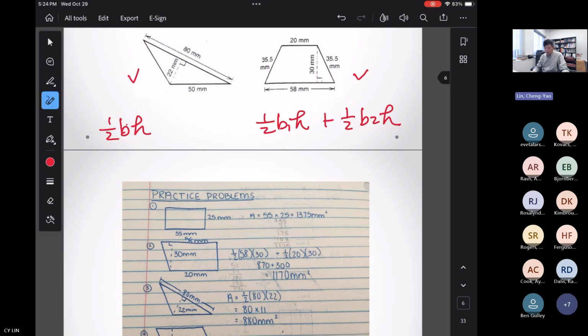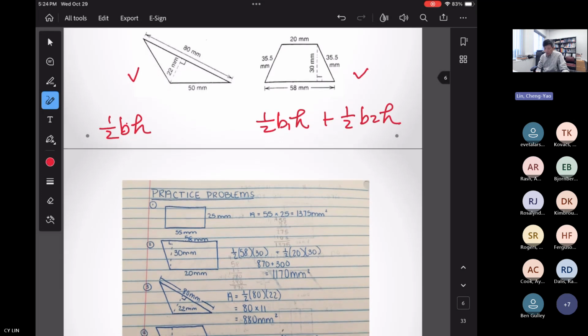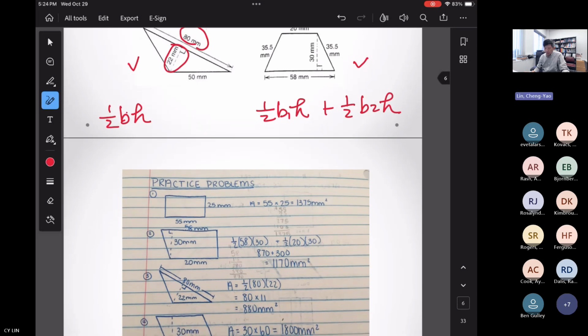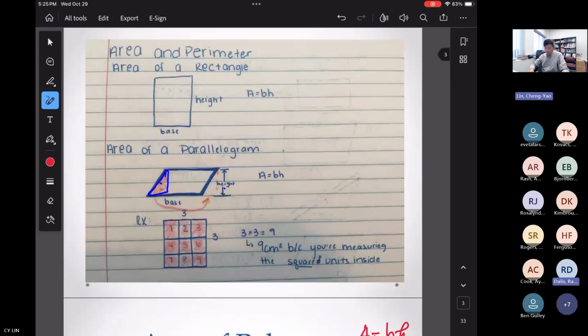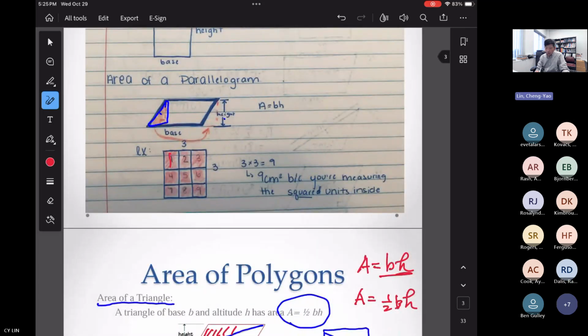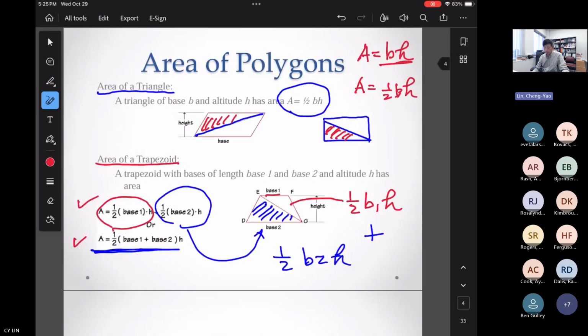All right. Did you get the triangle? 1/2 base is 80. Height is 22. Did you get 880 millimeter? Yes or no? Yes. And don't forget about the unit, it has to be square, okay? Because earlier we explained, we're looking for how many little squares are there. So that's why it's a square unit, okay?